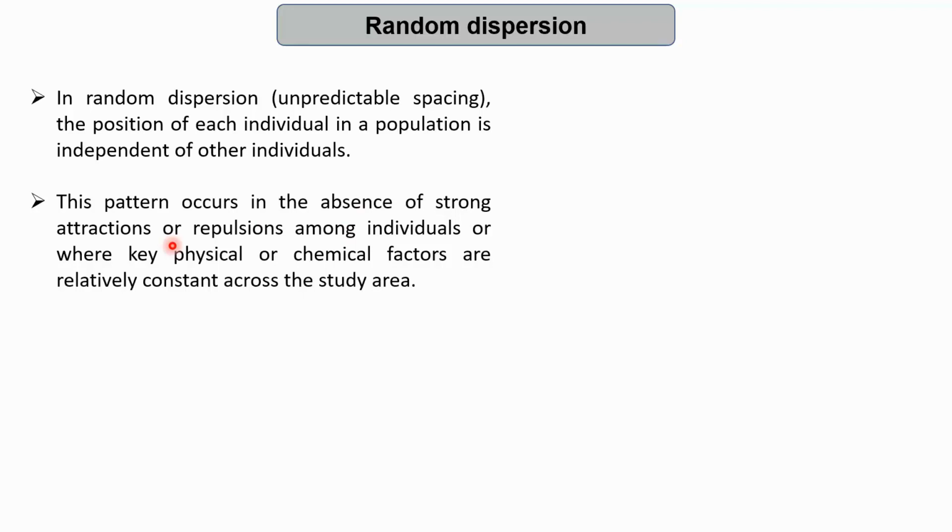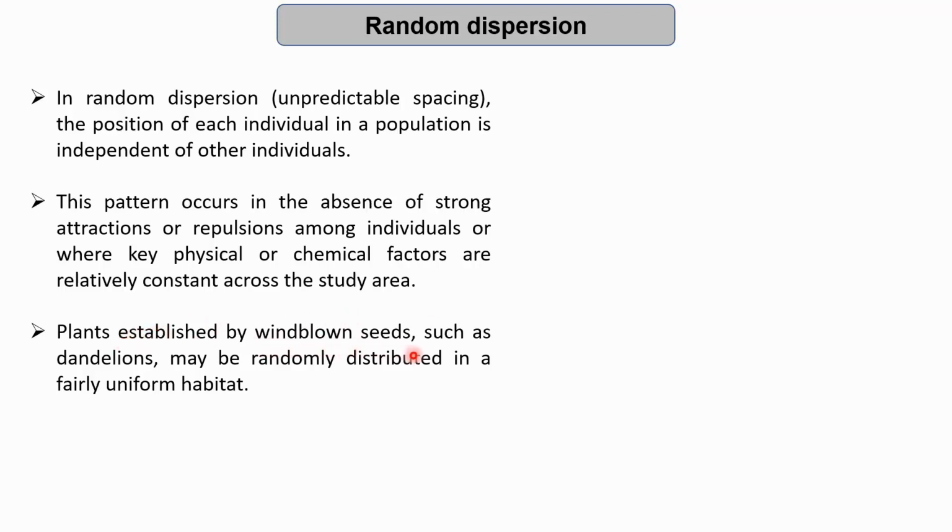So therefore, this pattern usually occurs in the absence of a strong attraction or repulsion among the individuals, or where key physical or chemical factors are relatively constant across the study area. Therefore, resources are in such abundance that all of these individuals, wherever they are present, may utilize those resources. So in such cases, there would be a random dispersion.